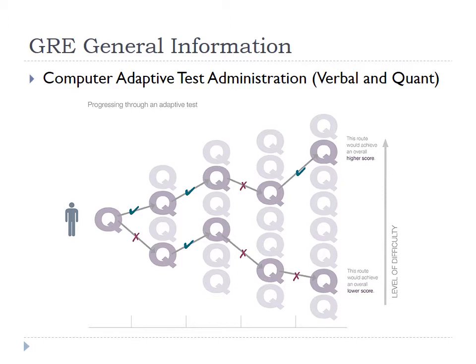So what you'll notice is how you perform on the early items can have a pretty big influence on where you end up, right? So if you were to, for whatever reason, tank the first 5 items, there won't be much opportunity to go up from there, right?